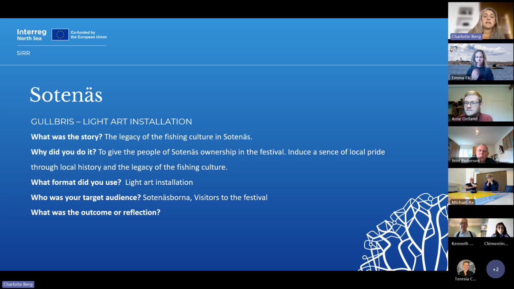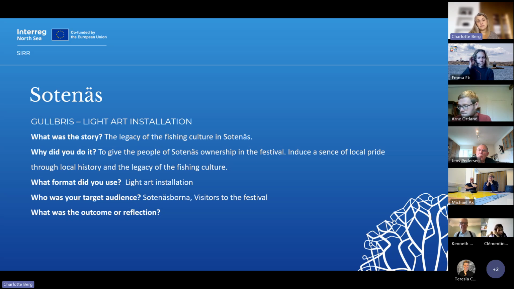So the story was the legacy of the fishing culture in Sotenäs, and it has a lot of both international and national visitors. We would like more locals to come to the festivals, but also like them to feel that this is part of their place. So we are trying to connect the whole festival with the place. And so that's why we did the storytelling version. And as I've written there, to give Sotenäs ownership of the festival and induce a sense of local pride through local history and the legacy of the fishing culture.